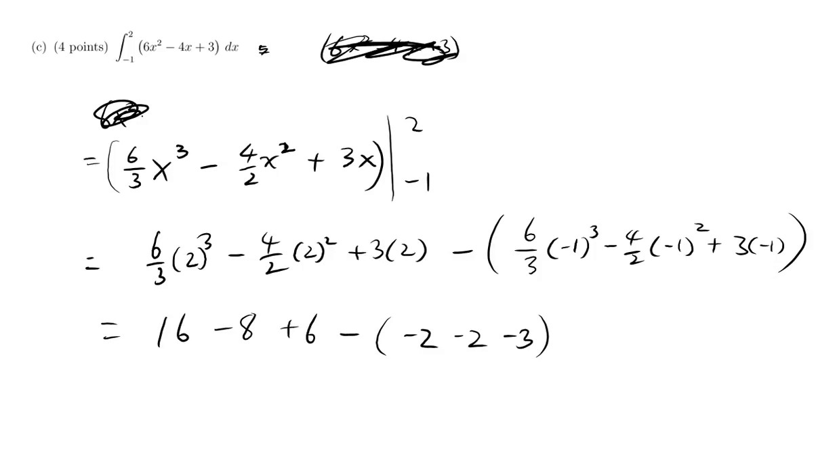So let's see what we have. We now have 16 minus 8 is 8. 8 plus 6 is 14. That's negative 7, so it's plus 7. So overall, it's going to be 21. So that's what a definite integral is. The meaning of this definite integral is something called net area. You don't have to know that for now. You just have to remember that once you get the antiderivative, then you plug in the endpoints and subtract.